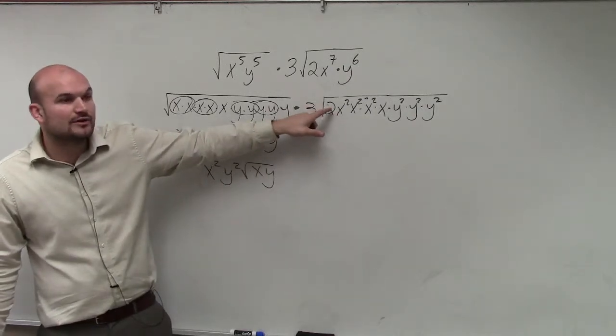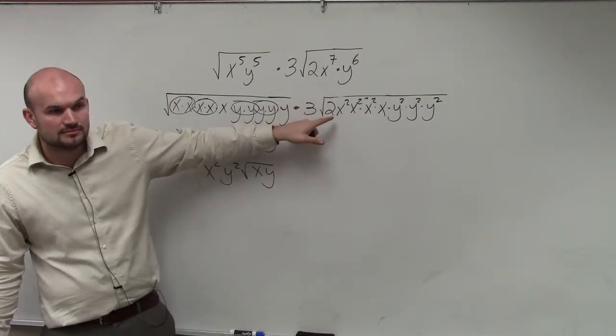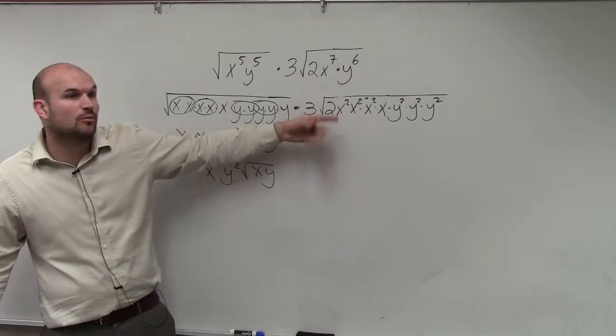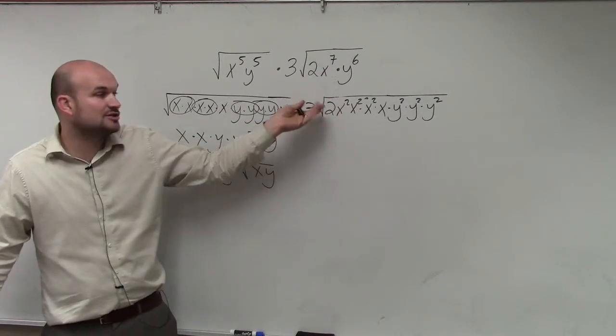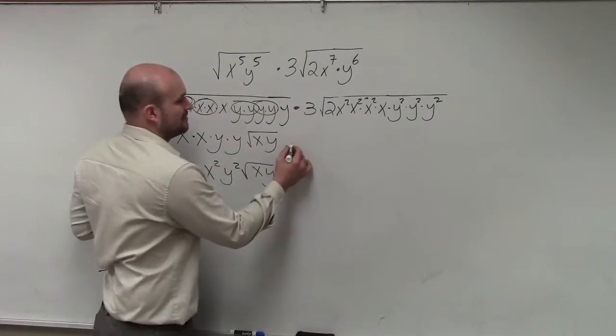Now, do I know a number that multiplied by itself gives you 2? 2 times 2 gives you 4. 1 times 1 gives you 1. So there is not a number, Zach, that multiplies to give me 2. So that's going to have to remain under the radical.